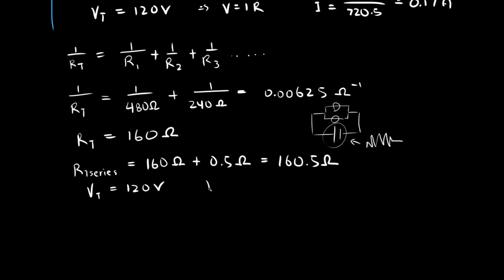Once again, we know that the total voltage inside the generator is 120 volts. So we can use V equals IR to solve for I. So I total would equal 120 volts divided by 160.5 ohms, which equals around 0.75 amps.